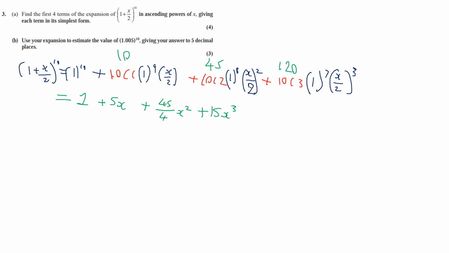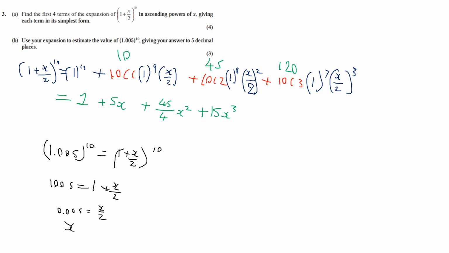Again, not so difficult. All we're going to do is we're going to say that 1.005 to the 10 is equal to 1 plus x over 2 to the 10, which means that 1.005 is equal to 1 plus x over 2. Remove the 1s, 0.005 is equal to x over 2. And so x is equal to 0.01. It might not always be 0.01, that's why you have to go through this process, okay? But for the examples in this video, they are by sheer coincidence.